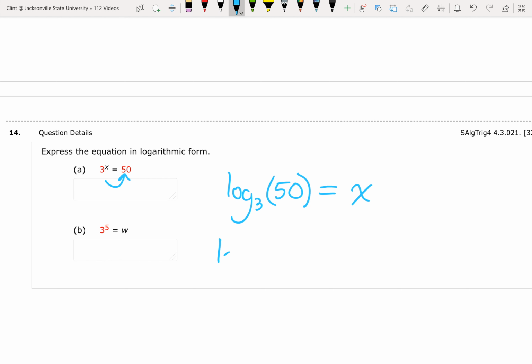Here again I've got log base 3 of this, of w, that equals 5, what was in the exponent. Okay, so again, not solving for anything, we're just switching the form.